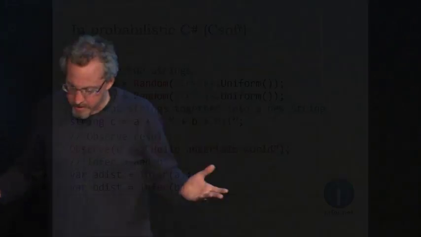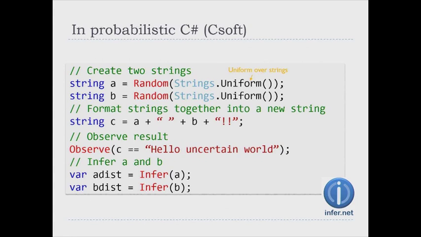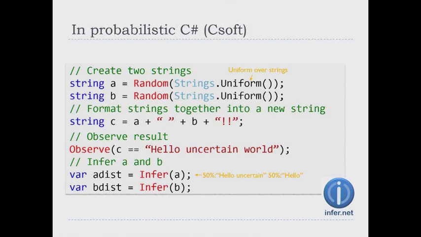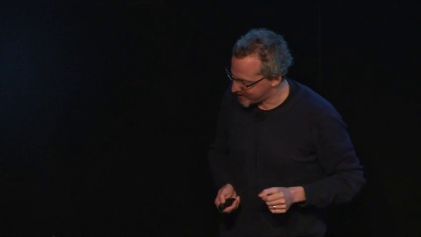Now we can do stuff with these unknown, uncertain strings. We can concatenate them together, and then we can observe the result. So we can say, observe that the result is "hello, uncertain world," and infer back distributions over what those strings, A and B, were. In this case, A gives us 50% "hello, uncertain" and 50% "hello," and B gives 50% "world" and 50% "uncertain world." You can download this and try this out. This is not vaporware. This is downloadable code.